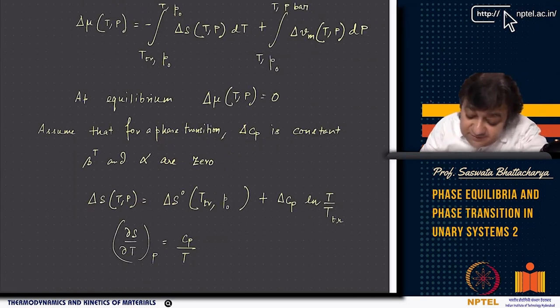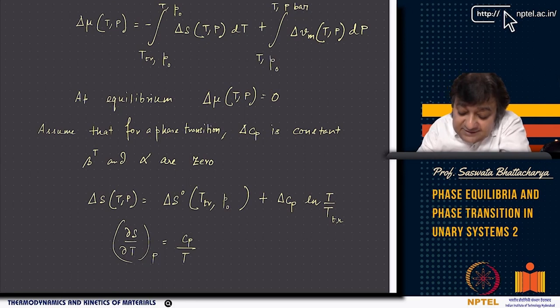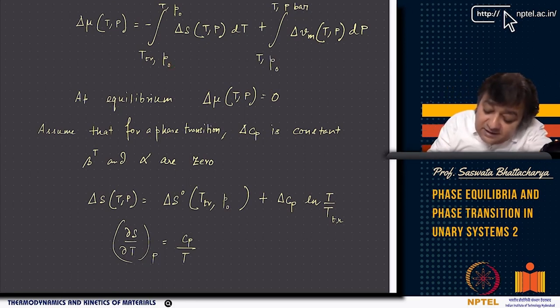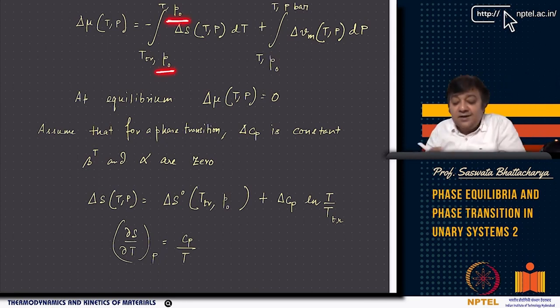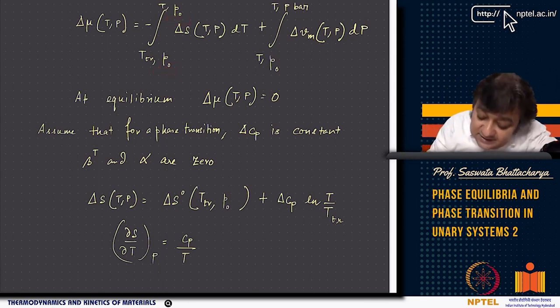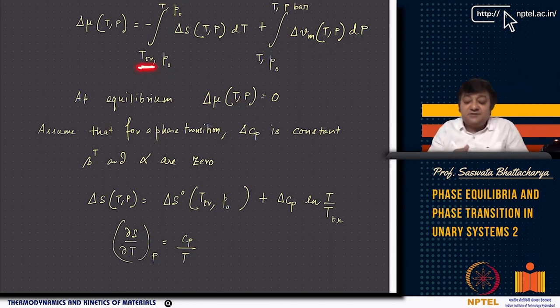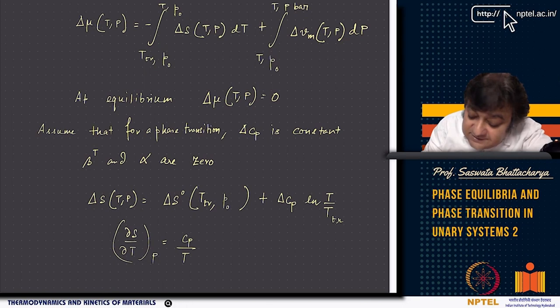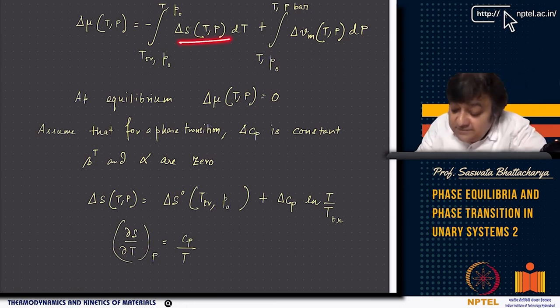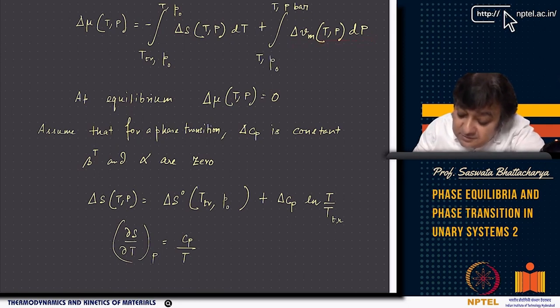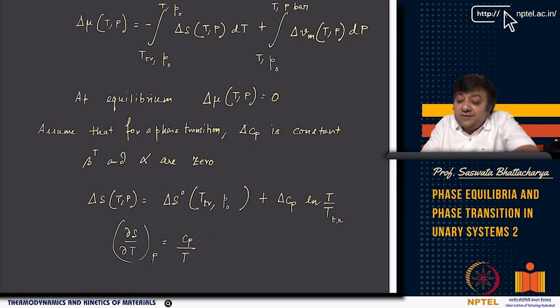So you can integrate delta mu as a function of, say, the temperature. You can take limits: think of P0 as the reference pressure, which can be 1 bar, and T_tr is the transition temperature, and you are integrating up to some temperature T. Now it becomes minus delta S dT plus delta Vm dP. Again here, P0 is the standard pressure and now you are going to P, and here T is constant, as you can see. So from P0 to P we are looking at delta Vm dP, and here it is delta S dT.